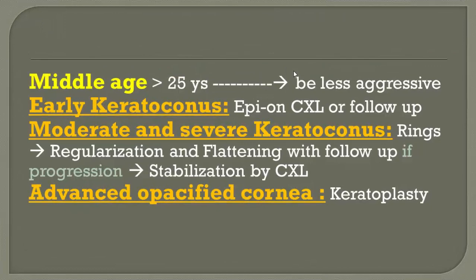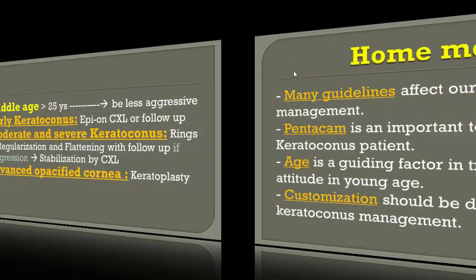In cases of middle-aged patients, more than 25, we can be less aggressive in treatment. So, in cases of middle-aged patients with early keratoconus, we can do Epi-on cross-linking or even follow-up without intervention. In moderate and severe cases, we can do rings only and follow-up. If there is a progression, we can do stabilization by corneal collagen cross-linking. And lastly, in cases of advanced opacified cornea, we can do keratoplasty.